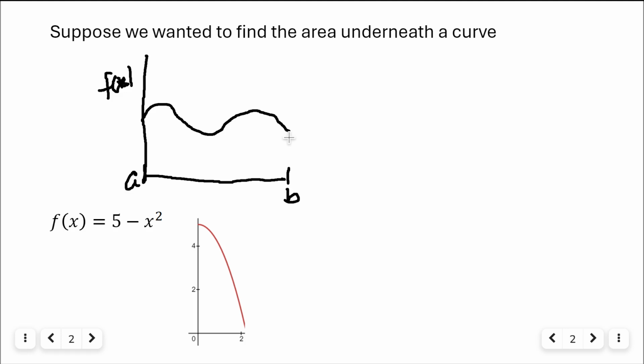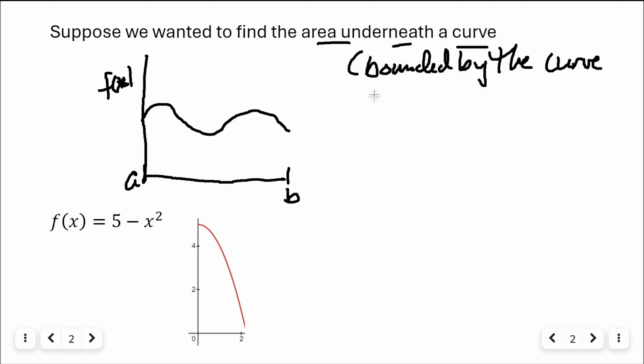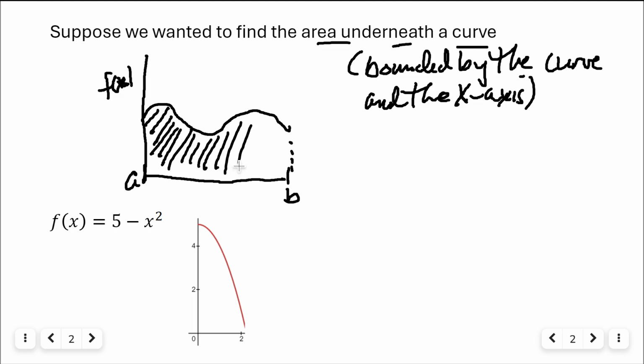The area under the curve is the area that's bounded by the curve and the x-axis. All right, so what I'm looking at is I want to find this area. How much is this?